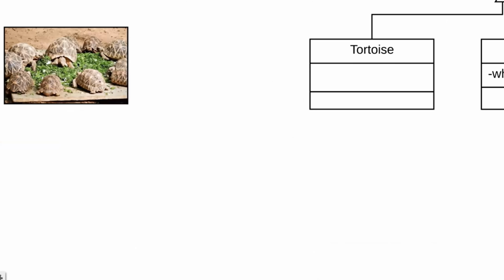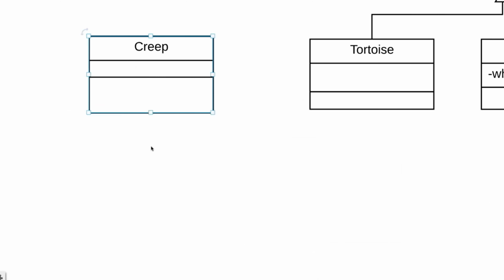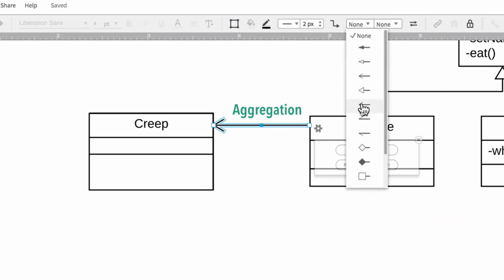So to continue with our zoo example, again, this is just to help explain the logic. Let's create a new class for a group of tortoises. A group of tortoises is called a creep, and that's pretty cool. So here's our creep class, and it's got a relationship with tortoise. Any of our zoo's tortoises could be part of a creep, but they don't have to. A tortoise could leave the creep at any point and still exist on its own. That type of relationship where a part exists outside the whole is aggregation, and we know it with an open diamond.